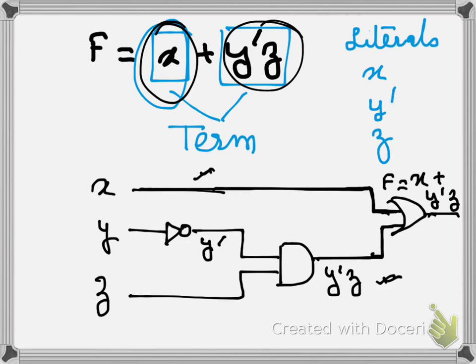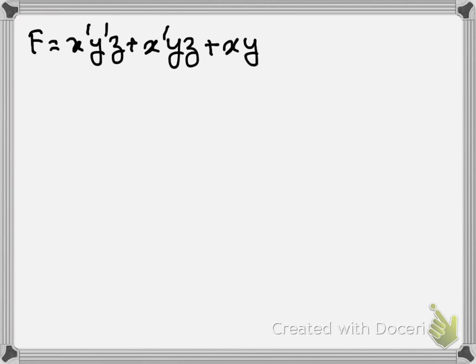Let me take a slightly more complex function with more terms. So let me take this function. F is x dash y dash z plus x dash y z plus x y dash. So here we have lots of literals and 3 terms. So let us implement this. So first, for each term I'm going to use a gate.